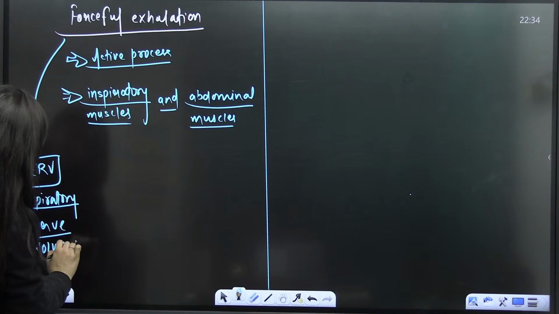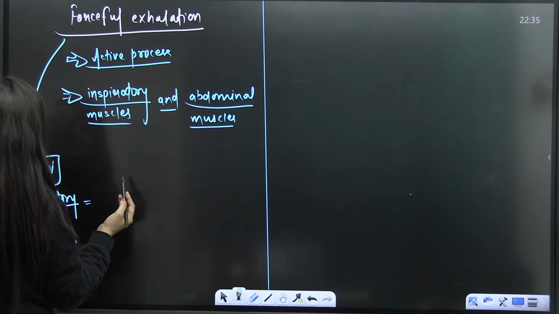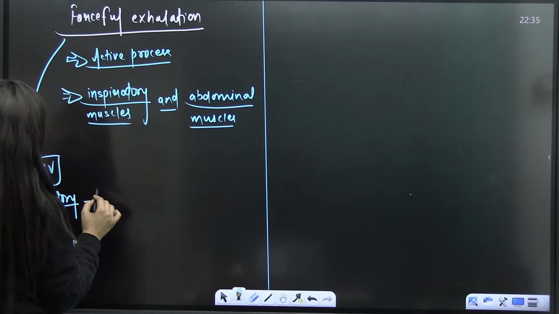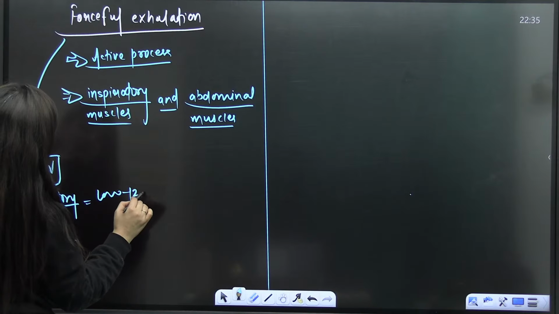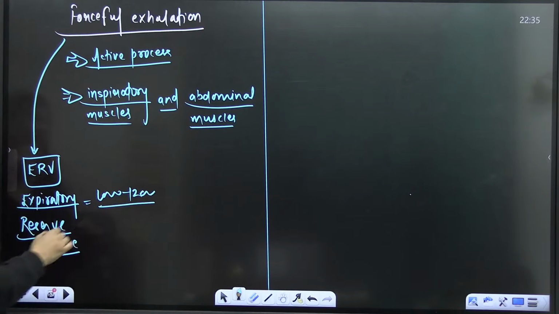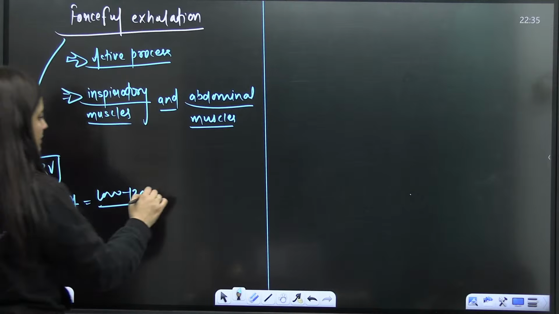What are we going to discuss? Expiratory reserve volume. That will be somewhere around 1000 to 1200 ml per breath. Is that clear? Done, students? Okay, so that is it.